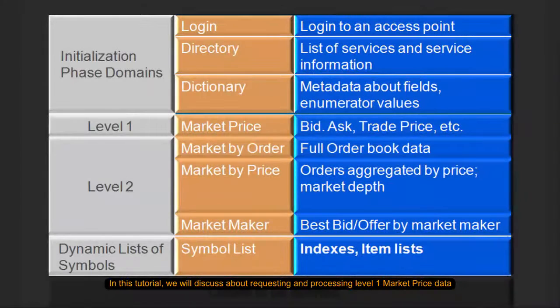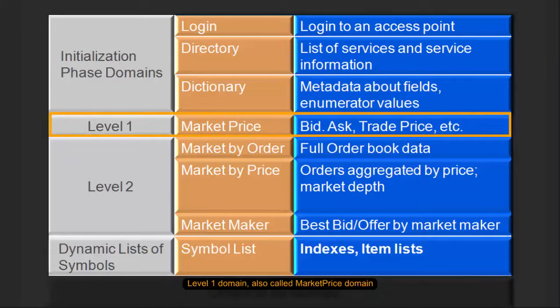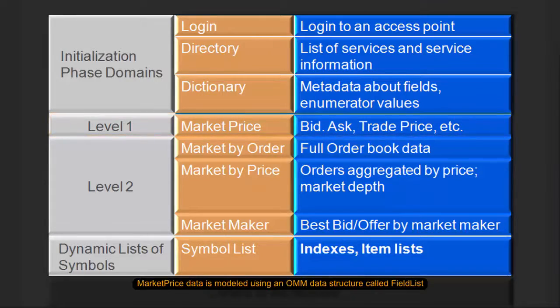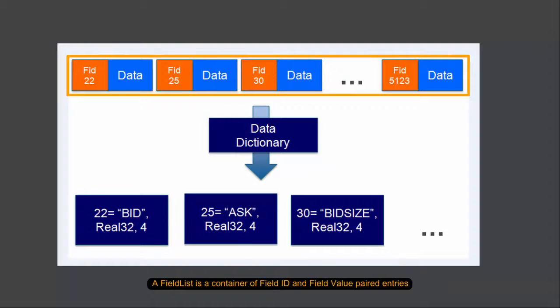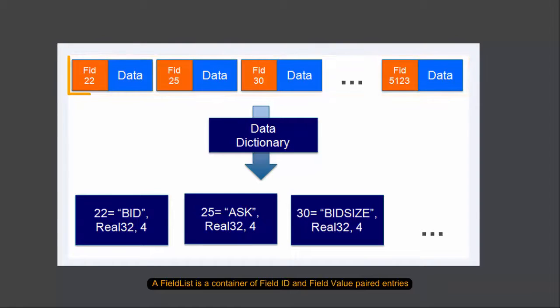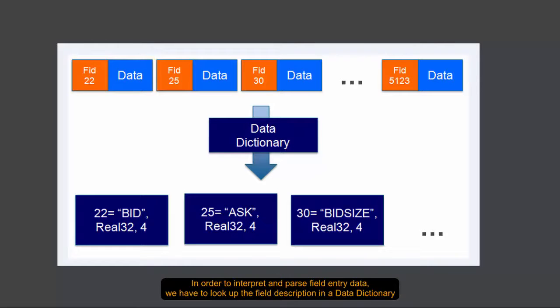In this tutorial, we will discuss requesting and processing Level 1 market price data. Level 1 domain, also called market price domain, is for single price points such as trade or quote information. Market price data is modeled using an ONN data structure called field list. A field list is a container of field ID and field value paired entries. In order to interpret and parse field entry data, we have to look up the field description in the data dictionary.